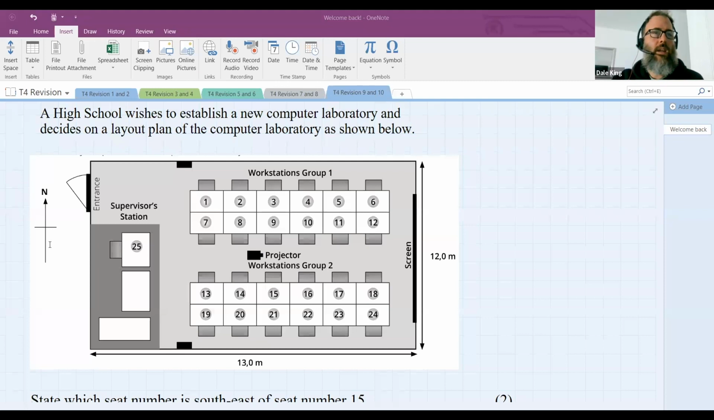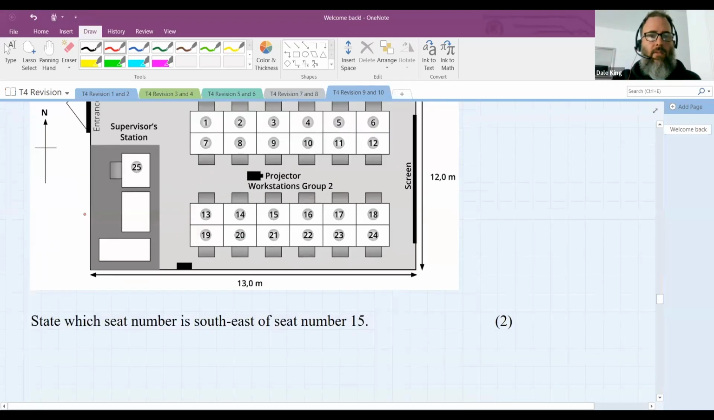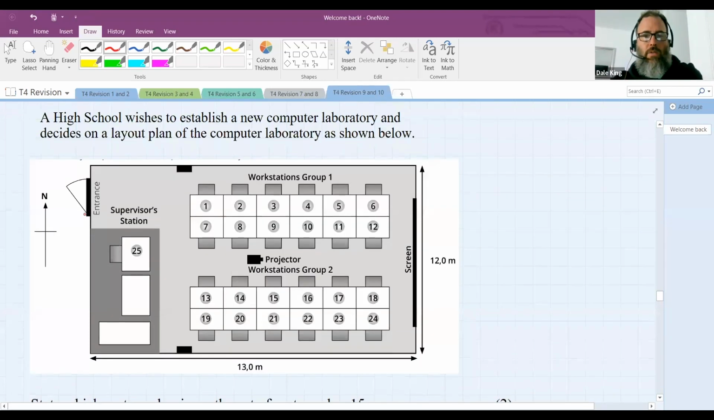We've got a map arrow for showing north on the left-hand side. And then we have desks and chairs all throughout this room with a screen over here on the right-hand side. A projector screen. There's the projector over there looking at the screen. Okay, so it's a plan view of a computer lab. All right, let's see what the questions say.